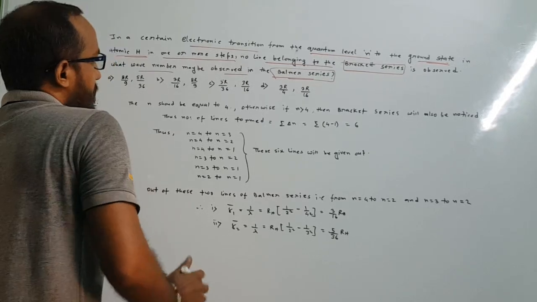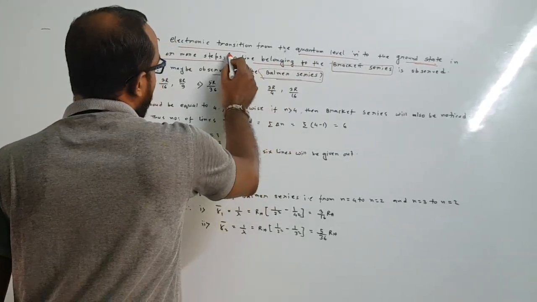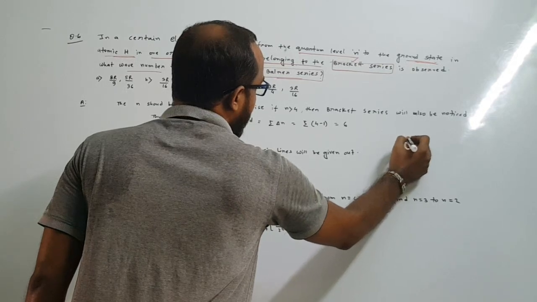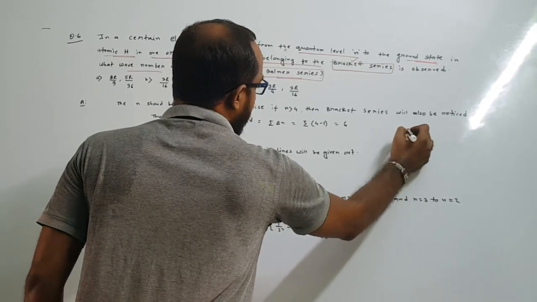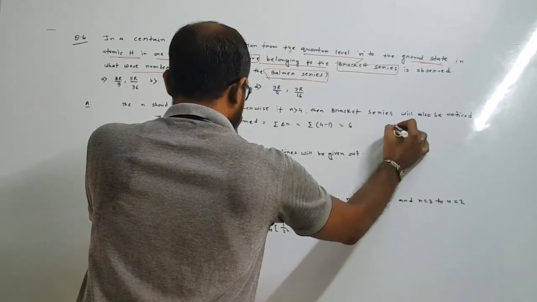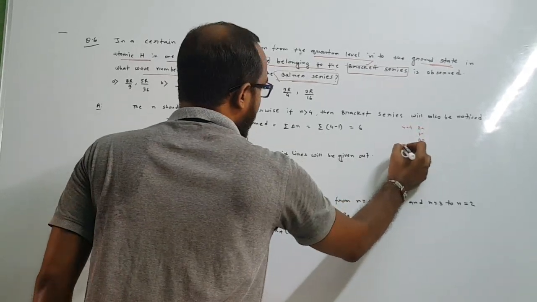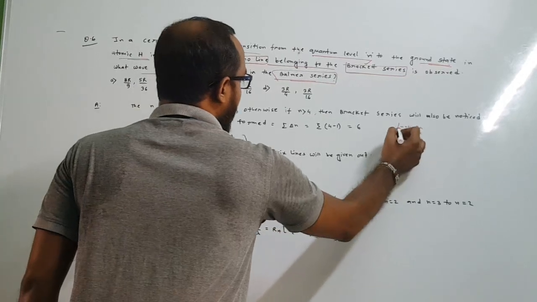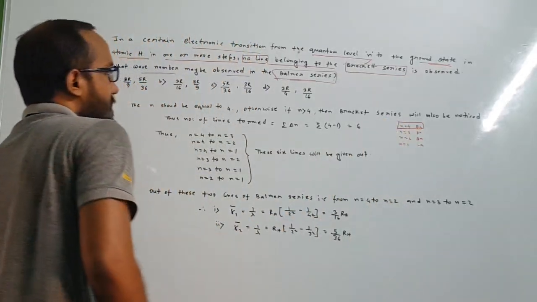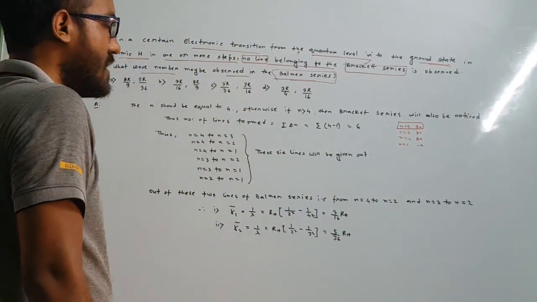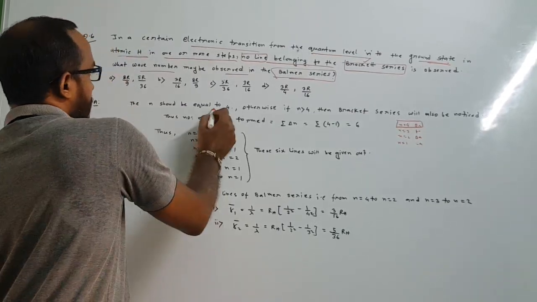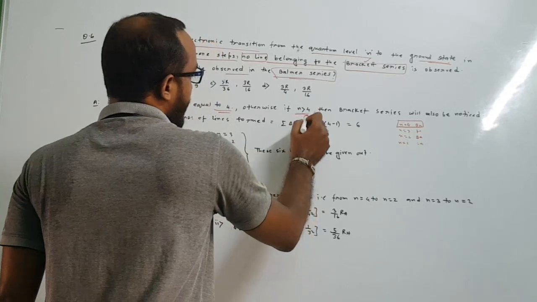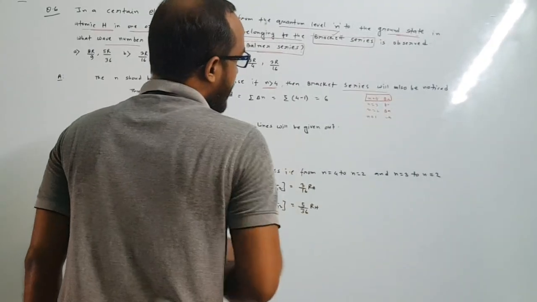See here, it is given that no line is found in the Brackett series. So we have Lyman, then Balmer, then Paschen, then Brackett. So that means Brackett is for n equals 4 quantum number, right? This is n equals 1, n equals 2, n equals 3. No line is found in the Brackett series, so n cannot be greater than 4. So n must be equal to 4. Otherwise, if n is greater than 4, then the Brackett series will also be noticed.